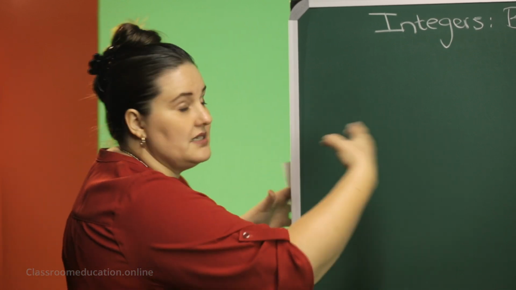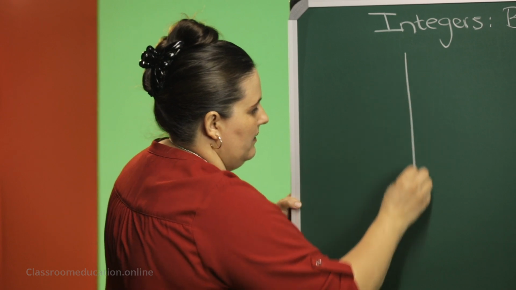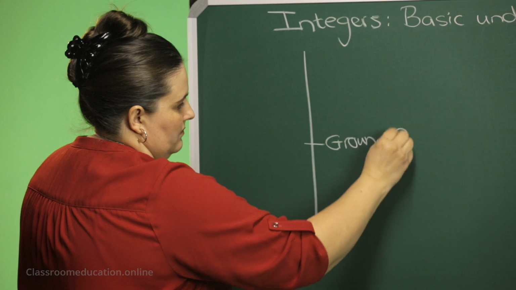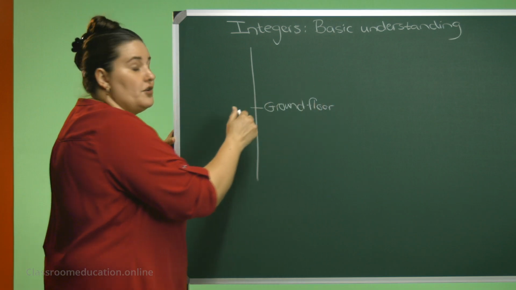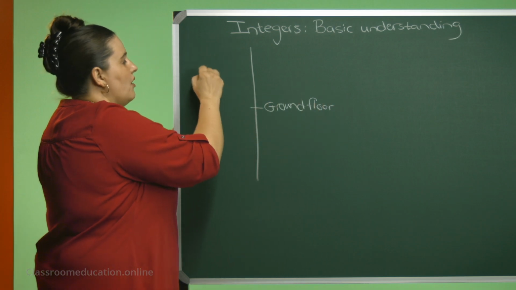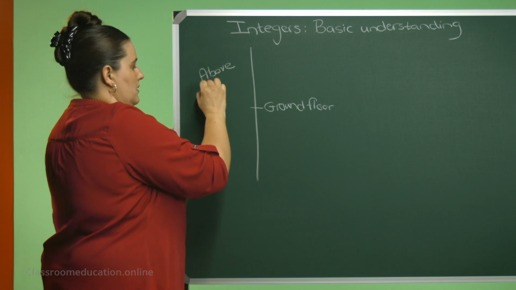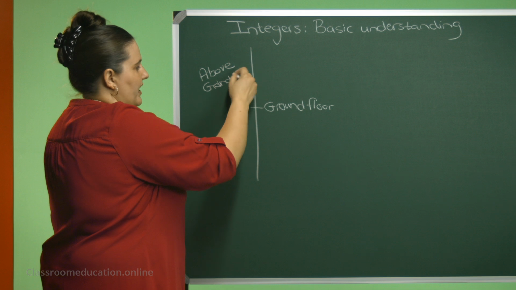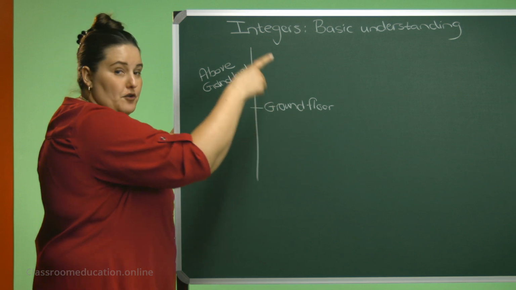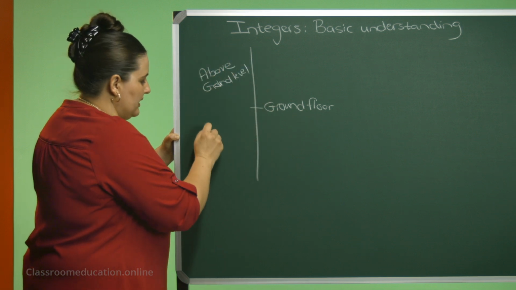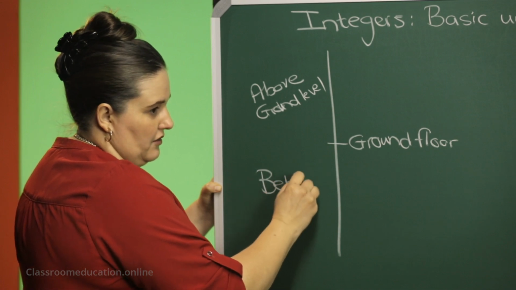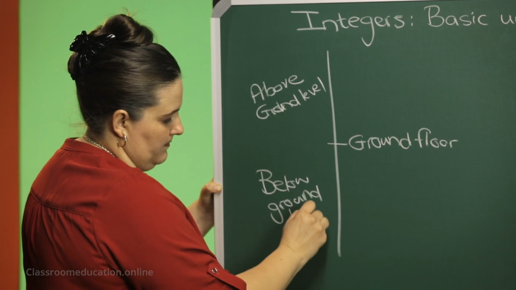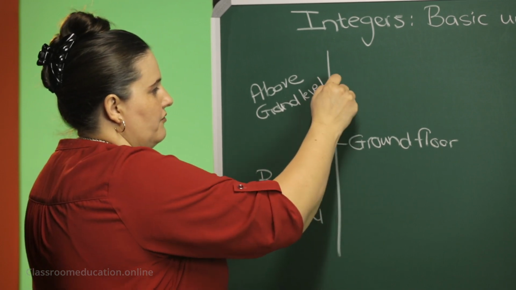So if you enter the building, you are at ground floor. If you move up, it means that you are above ground floor. Ground floor, ground level, doesn't matter. If you go down, it means that you are below ground floor level. Okay, let's put in the floors.